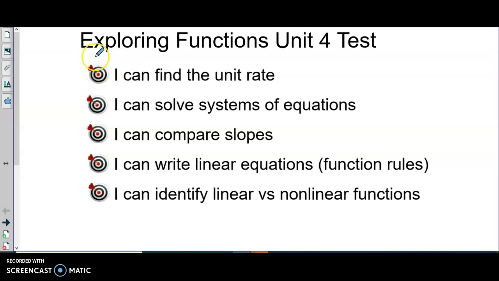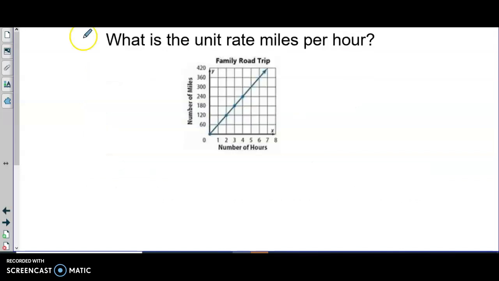So by the end of this review and before you take your test, you want to be able to say these 5 things. I can find the unit rate, I can solve systems of equations, I can compare slopes, I can write linear equations, and another word for that is function rules. Those two things can be interchanged. And I can identify linear versus nonlinear functions. So let's go ahead and jump in.